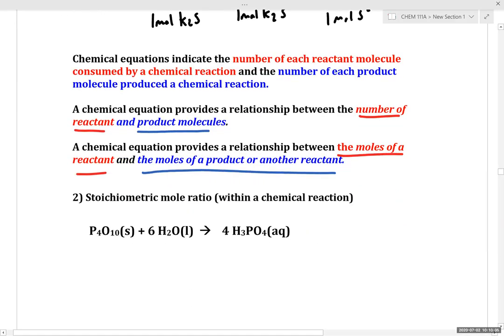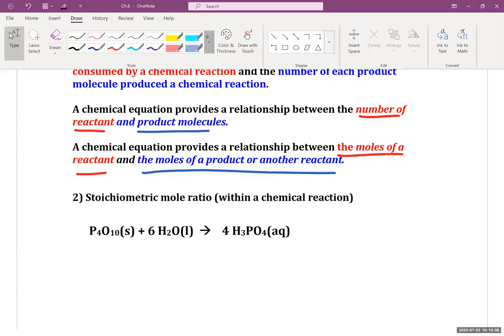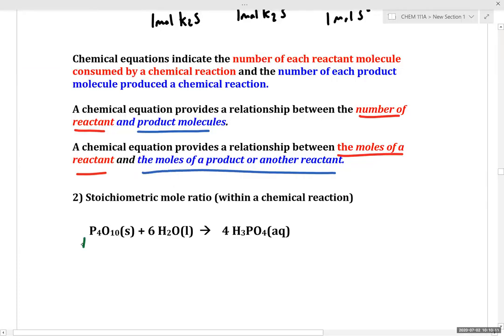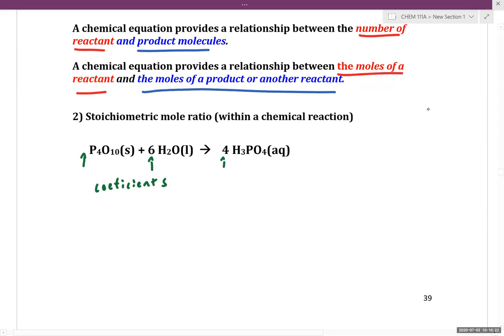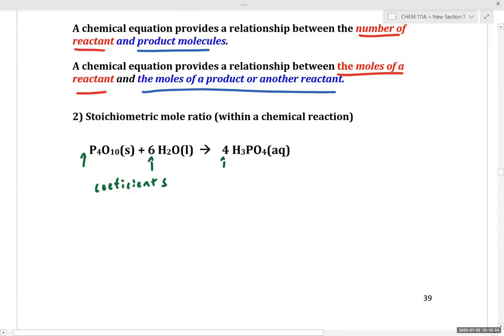So the stoichiometric mole ratio focuses, rather than on the subscripts, on these numbers in front. It focuses on our coefficients. Okay, so just like the examples that we've dealt with before, let's write some ratios. So for example, how many moles of water are required to react with how many moles of P4O10? What's our mole ratio of water to P4O10? And just read off the coefficients. That's all you're doing. You're just reading off the coefficients.